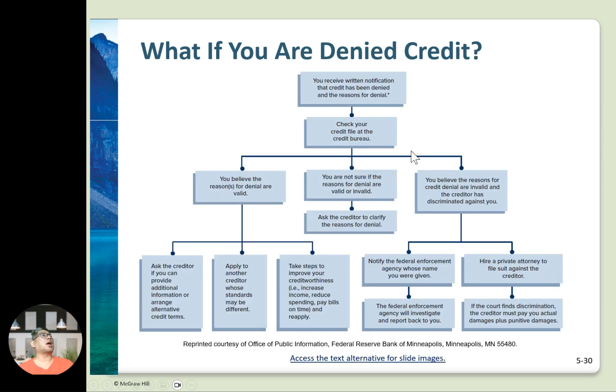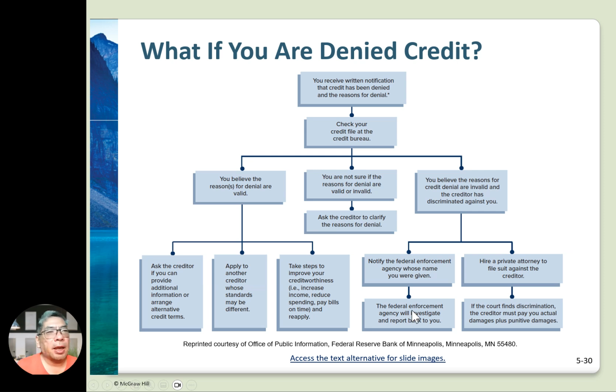What happens if you have credit denied? Check your credit report with the credit bureau. If you believe the reasons are valid, then you can do these three things: ask the creditor if you can provide additional information, apply for credit with another creditor, and take steps to improve your creditworthiness. Okay? If you're not sure of the reason for denial, ask the creditor to clarify the reason. If the reasons are invalid and the creditor has discriminated against you, then you can notify the fair enforcement agency, and the agency will investigate the discrimination.